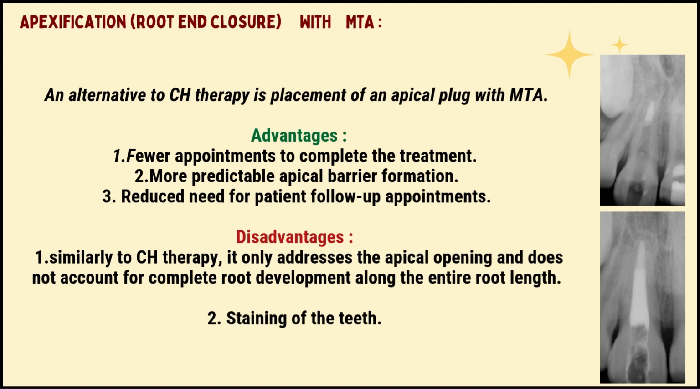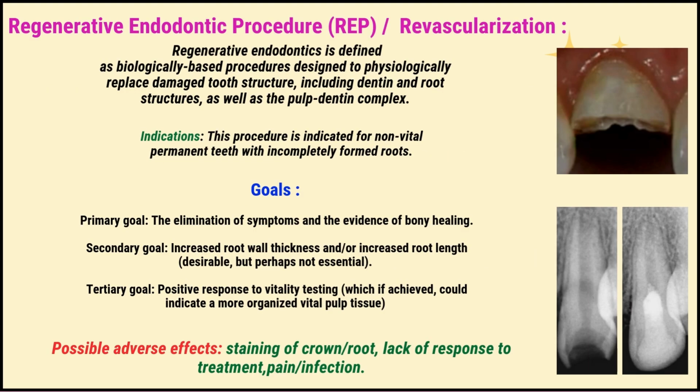So by this time, we would have known what is the role of pulp vitality in our lives and to what extent we have to go to protect its vitality. Regenerative endodontic procedure or revascularization. A regenerative endodontic procedure is defined as a biological based procedure which is designed to physiologically replace the damaged tooth structure, including the dentin and the root structures, as well as the pulp dentin complex. The indications are: this procedure is indicated for non vital permanent teeth with incompletely formed roots.